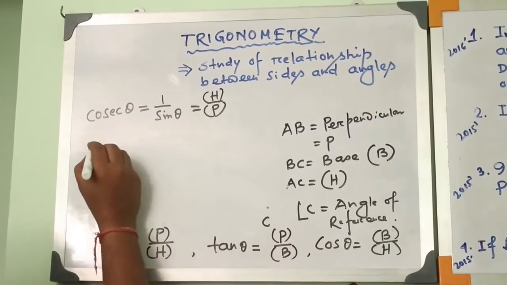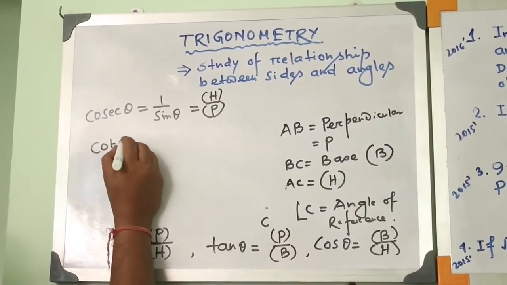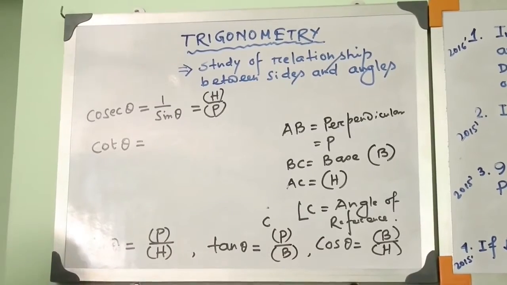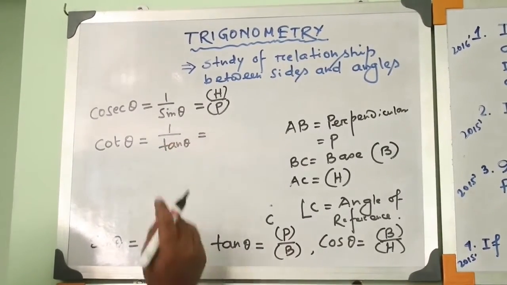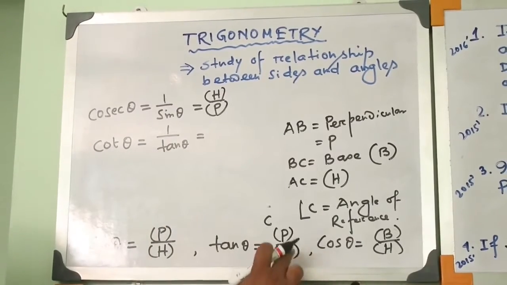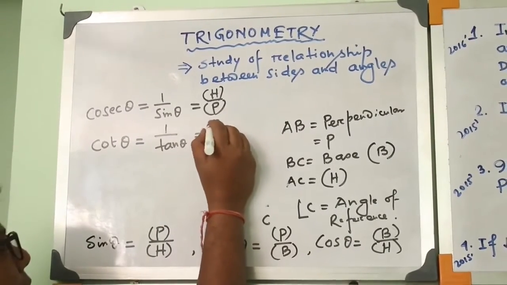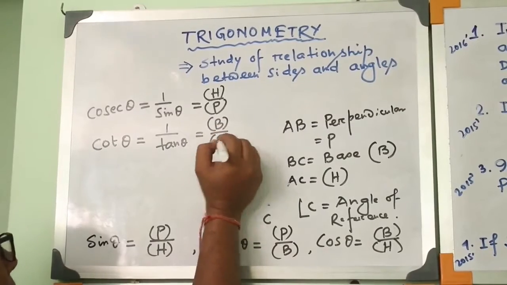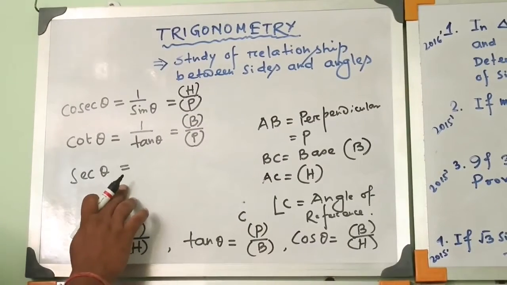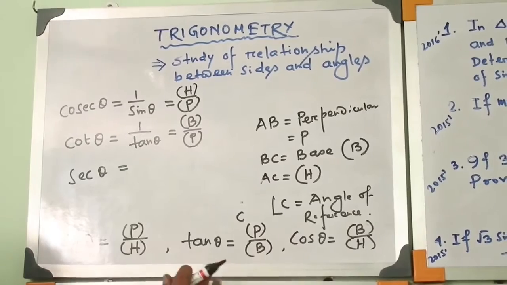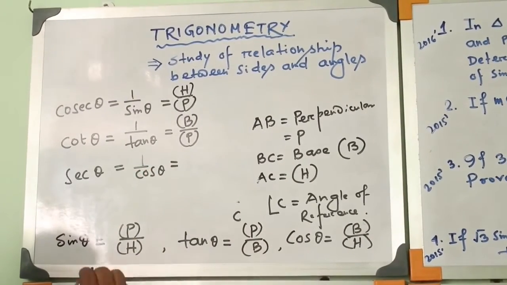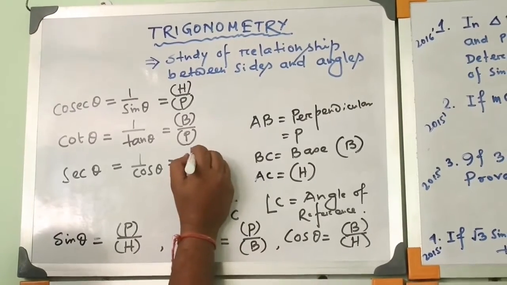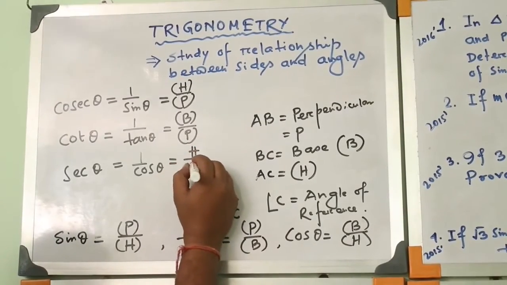For tan theta, you want to know the ratio of cot theta. Cot theta is equal to 1 by tan theta. What is the value of tan theta? P by B. So you can write B by P. Next one, sec theta. Sec theta is equal to 1 by cos theta. That means H by B.